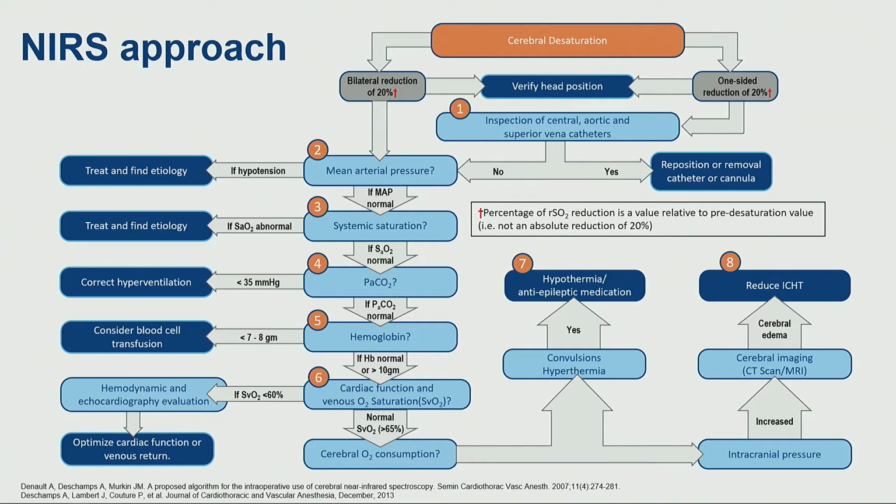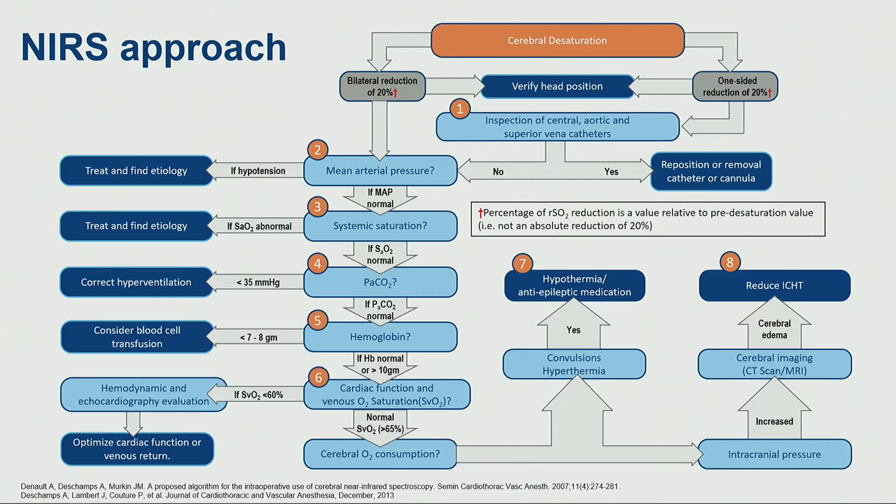If it is a bilateral reduction in NIRS values, bilateral reductions usually signify a systemic issue. And that is why you go down that thought process of oxygen supply and demand or consumption. So you will look at hemodynamics. Does the patient have a good blood pressure? What is the systemic saturation? If the systemic saturation is low, then obviously cerebral saturation is bilaterally low.